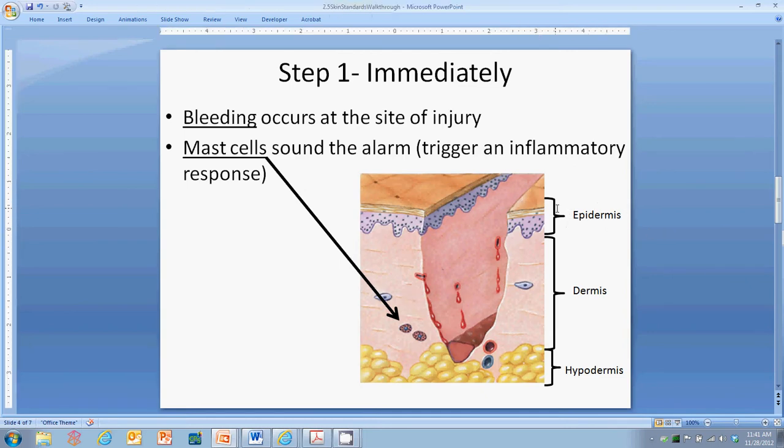And you should do the layers, so you can draw the epidermis at the top, and then the dermis, and then draw some circles for the adipocytes of the hypodermis.